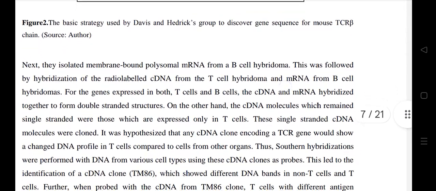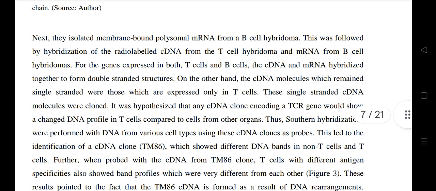Next, they isolated membrane-bound polysomal mRNA from B-cell hybridoma. This was followed by hybridization of the radio-labeled cDNA from the T-cell hybridoma and mRNA from B-cell hybridoma. For the genes expressed in both T-cell and B-cell, the cDNA and mRNA hybridized together to form double-stranded structures. On the other hand, the cDNA molecules which remained single-stranded were those which are expressed only in T-cells. The single-stranded cDNA molecules were cloned.